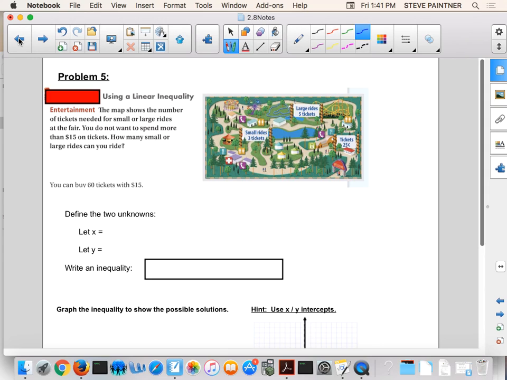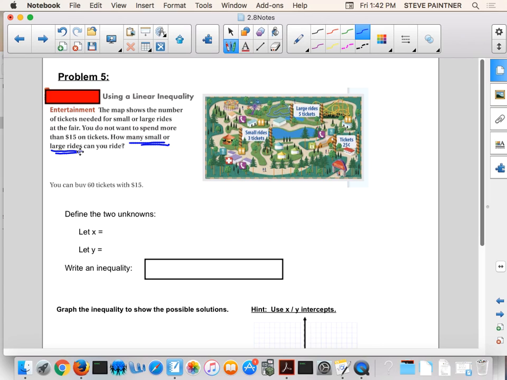Okay? Now, here is the kicker. If you can get this in your head, from now till June, this will save you a lot of headaches. Find the question to your story problem. Here's the question mark. How many what? How many small or how many large rides can you ride at the fair for 15 bucks? Whatever the question is, that's the 2 variables, x and y. So you decide, what do you want x to be?